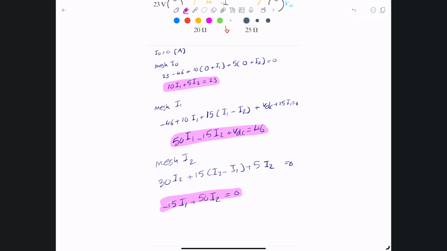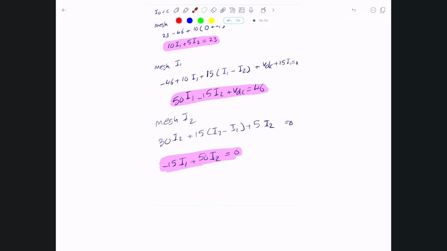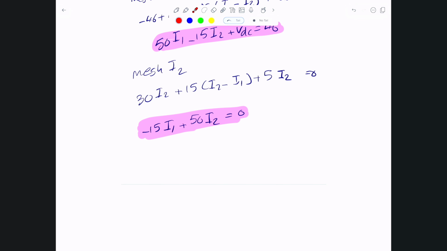And frankly speaking, the first and the last equations, this one in here and this one in here, should be able to give me the value of I1 and I2, and I just substitute them in here. So let me just do that. So the values would be, I1 will be exactly 2 amps, and I2 will be 0.6 amps.